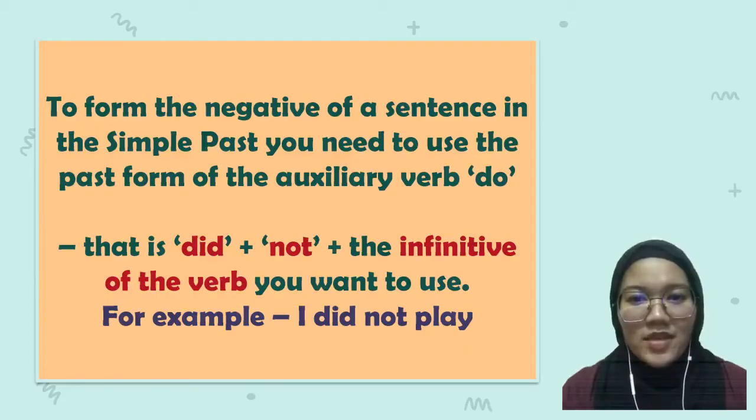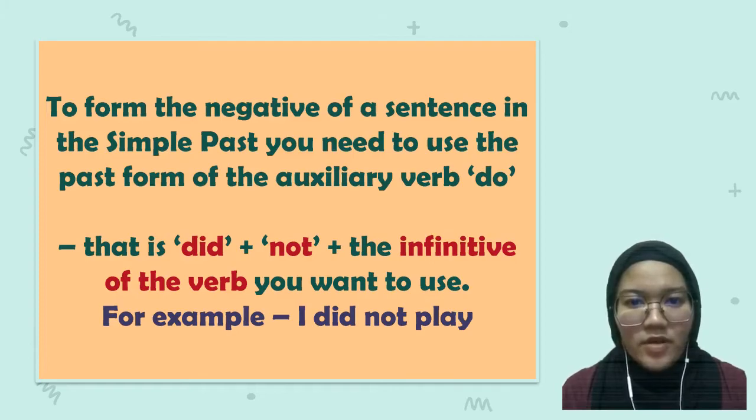To form the negative of a sentence in the simple past, you need to use the past form of the auxiliary verb do. That is, did plus not plus the infinitive of the word you want to use. For example, I did not play. Let's look at another example.